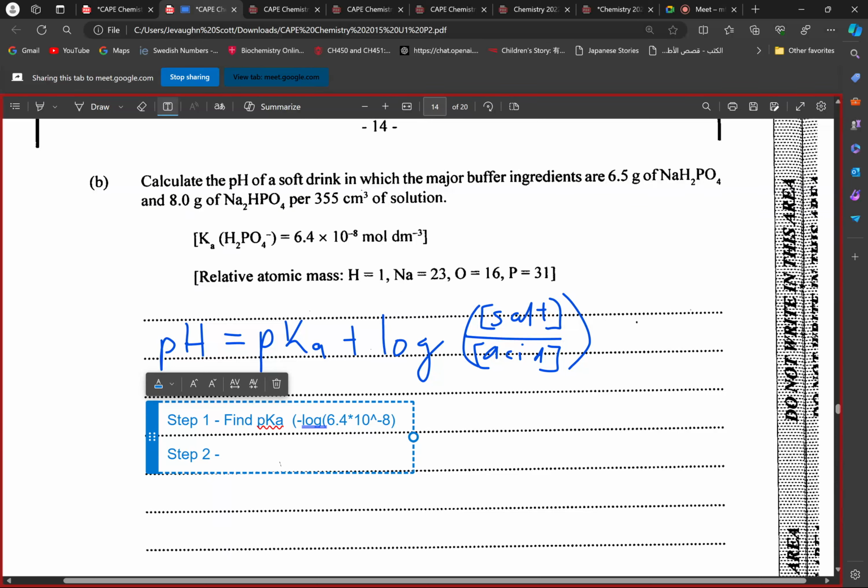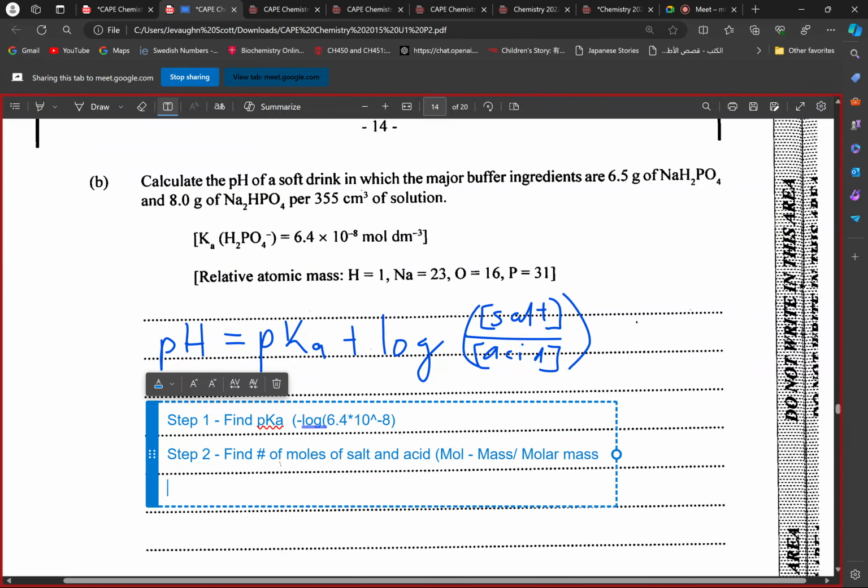Okay, so what we're going to do, we find the number of moles, right? So find the number of moles of our salt first, and then the acid. Because we can find the mass of the salt and the acid, and then using that, moles is equal to what? Mass divided by the molar mass. Yes, sir.